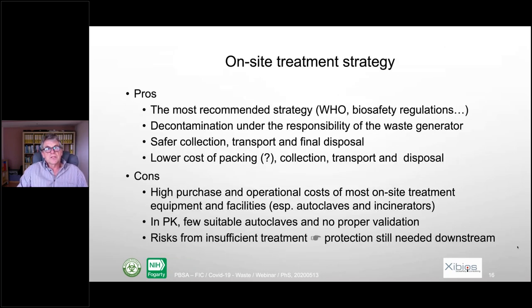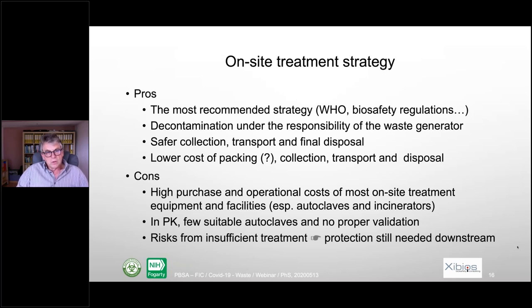If we compare the two strategies with respect to their advantages and drawbacks, on-site treatment is the most recommended strategy. That means that it will be well accepted by most regulators. Also, the decontamination is under the responsibility of the waste generator, the people who generate the waste and who generally know the waste very well. If it's final treatment, those people are not aware of laboratory or hospital activities, for instance. In this case, the people who know the best do the treatment.